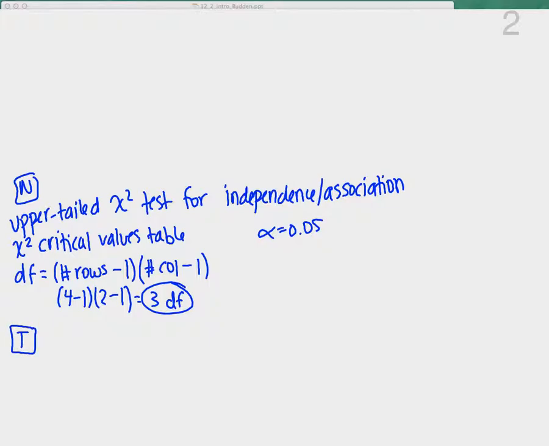Okay, T is our test statistic. It's the same as before. So it's the sum of observed minus expected squared divided by expected.